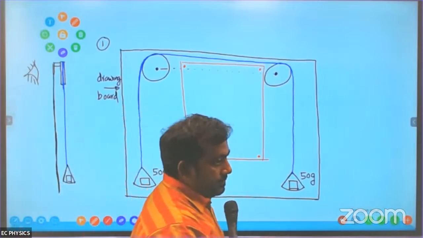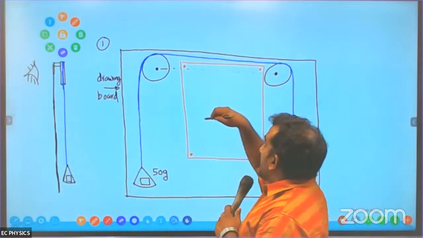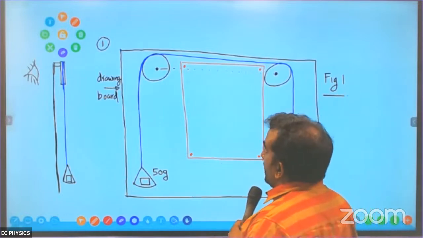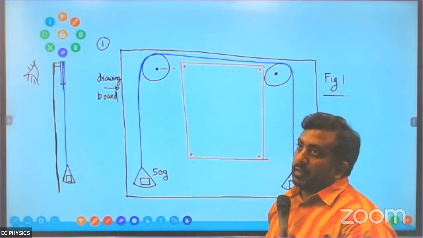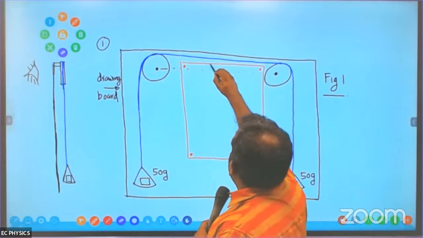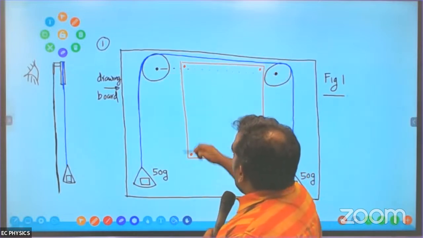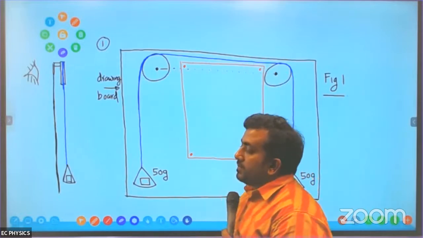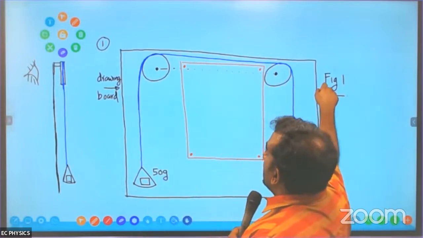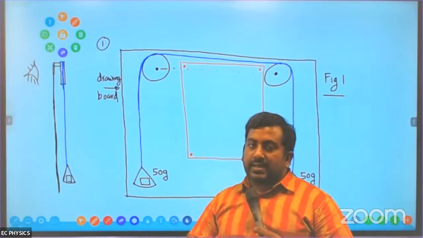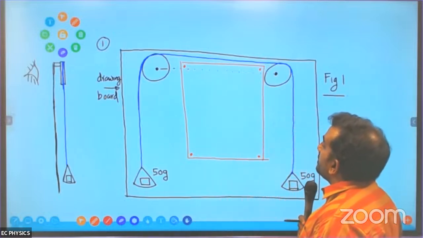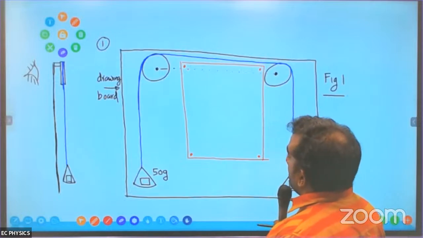Let's write procedure. We connect the apparatus as shown in figure number 1, where the pulleys are connected to the drawing board, such that the centers are in line with each other.